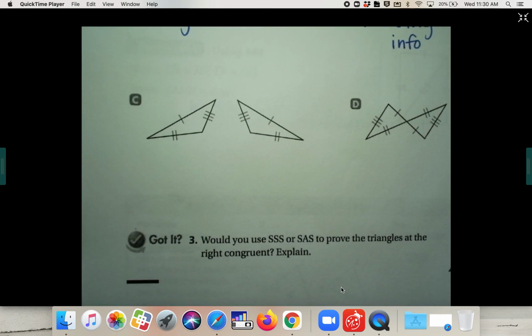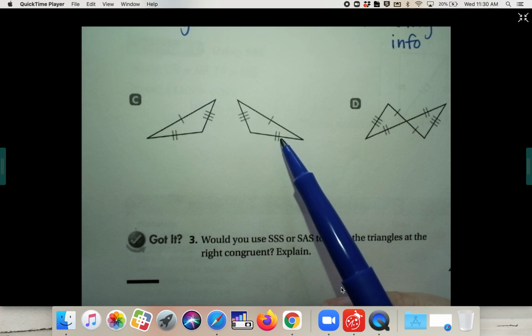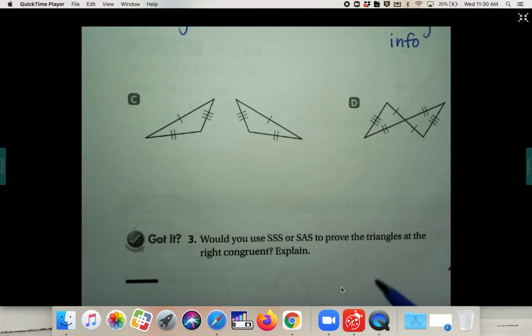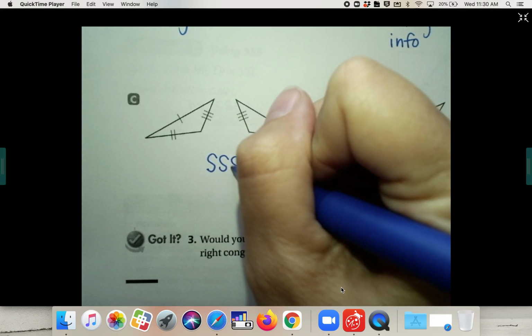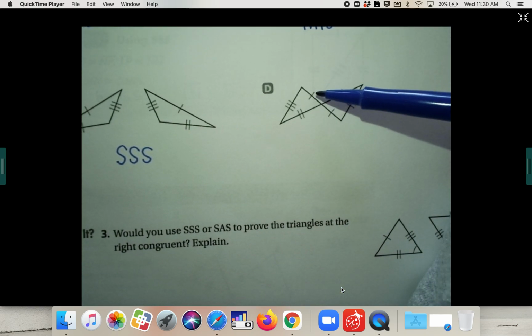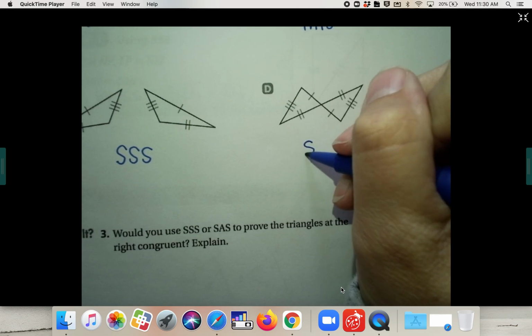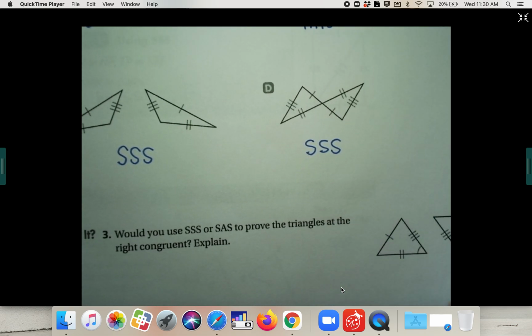All right, let's check out C. For C, we have a side, a side, and a side, a side, a side, and a side. So this is a yes. We can prove it by side, side, side theorem. And then last, side, side, side, side, side, side. So this is also yes by side, side, side theorem.